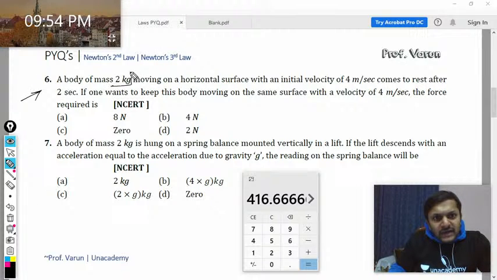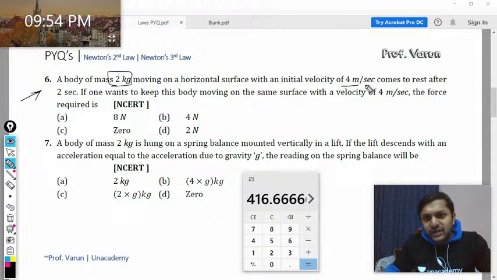A body of mass 2 kg is moving on a horizontal surface with an initial velocity of this.